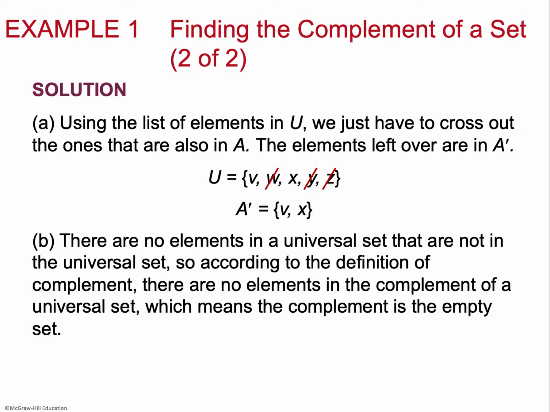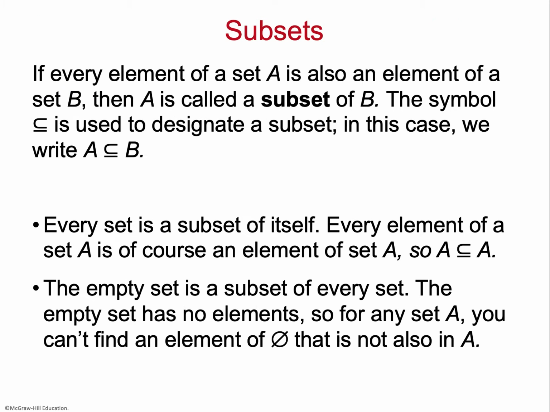There's no element in the universal set that is not in the universal set, because by definition, the universal set is everything. So that means the complement of that set is empty.